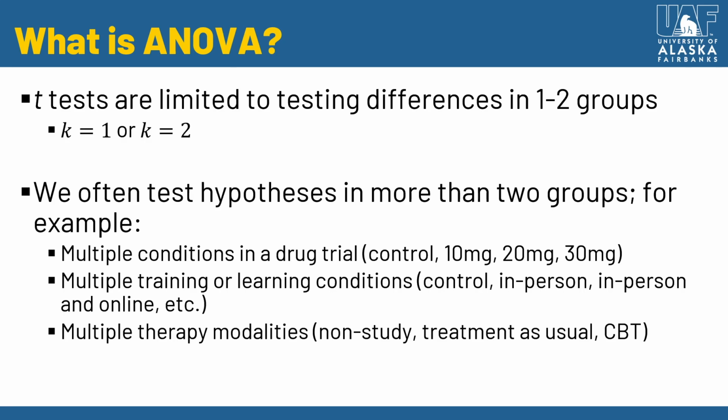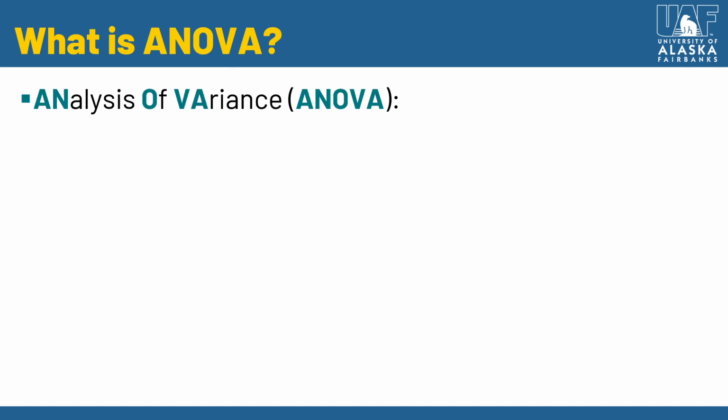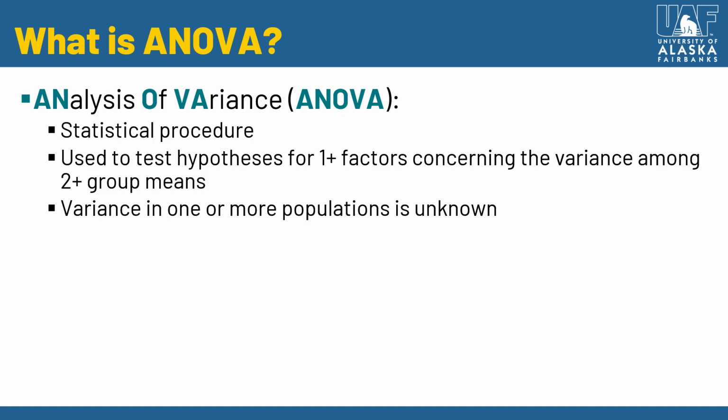Maybe in a more clinical or counseling context, we're doing different therapy modalities. So it could be people who get treatment as usual, people who get CBT, cognitive behavioral therapy, right? There are just a few examples here. You can probably think of more examples in the context of whatever it is you study in social science. But the point is, there are a lot of times when we can't just look at two groups. And in those instances, ANOVA, or an analysis of variance, can be helpful, right? And so here we're looking at one or more factors with the variance of two or more group means. That's what we're focused on.